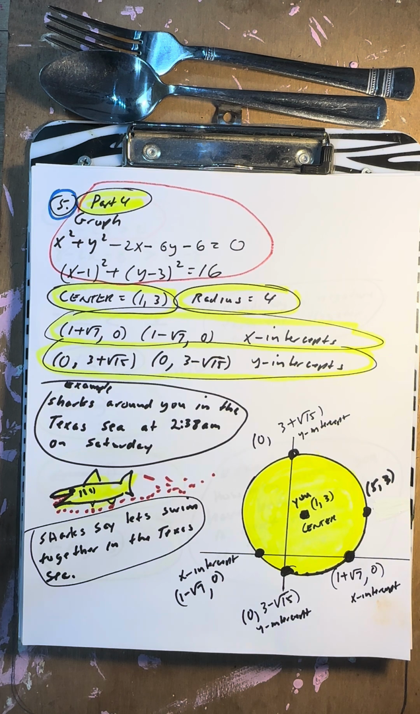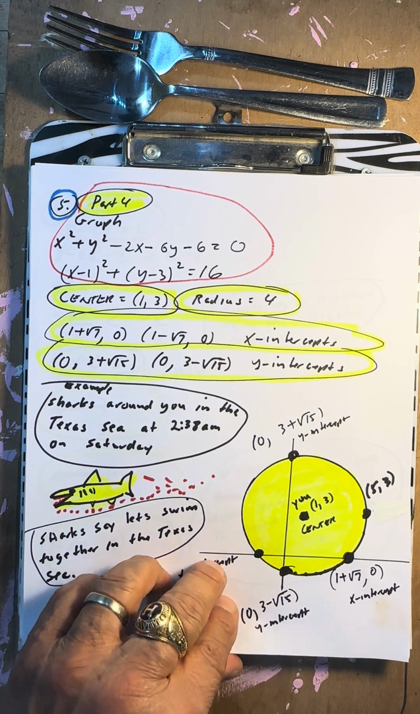Okay. So, I don't know. Think like sharks around you in the Texas Sea at 2:30 a.m. on Saturday. You have to swim out there by yourself. Because sharks are asleep, I guess. Sharks say, let's swim together in the Texas Sea. You say, yeah, sure. All right.